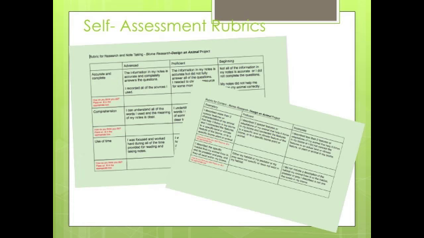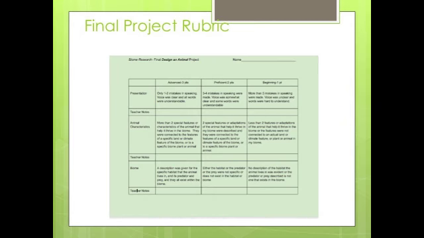Next, you will see the student self-assessment rubrics. The words in red are where the students would mark their responses to each category. This is the final project rubric that the teacher will be using to assess the students' final projects after they have been dropped into Dropbox.